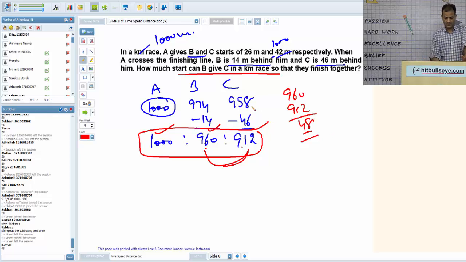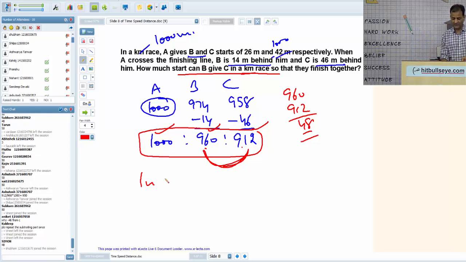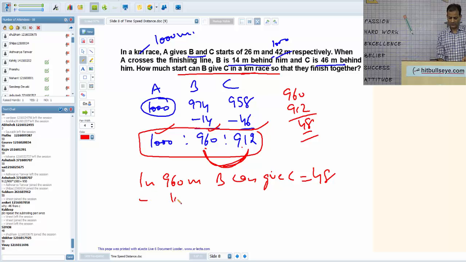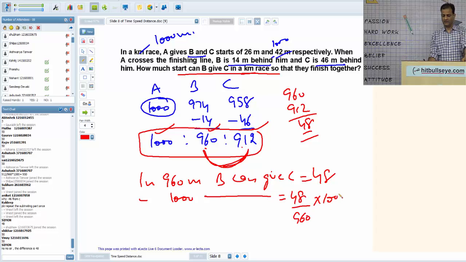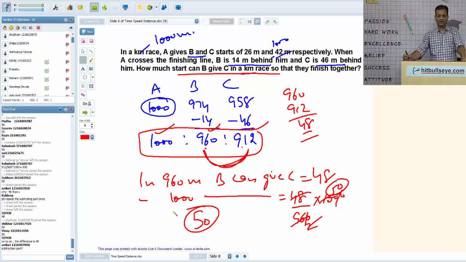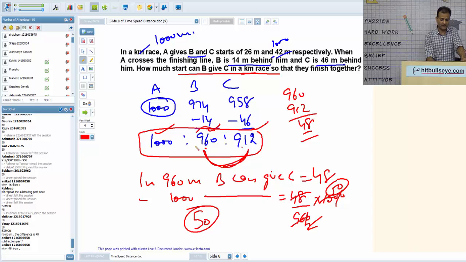Just see, it is in a kilometer race. Now 48 is in a 960 meter race. In 960 meter race, B can give C 48 meter start. So in 1000 meter race, B can give C 48 over 960 into 1000. So it should be 50. Those who have given answer as 50, it is the right answer. Simon, difference is 48, but this difference is in a race of 960.